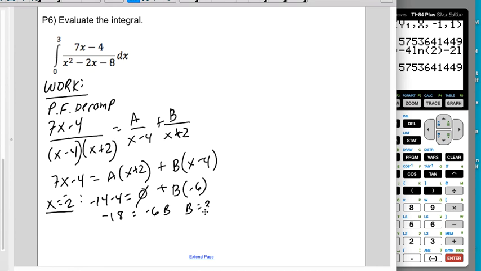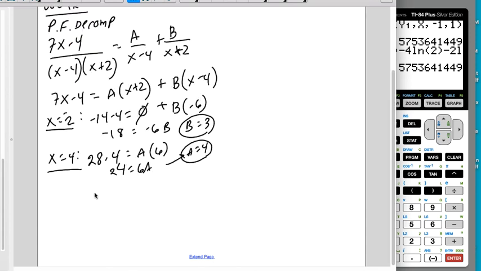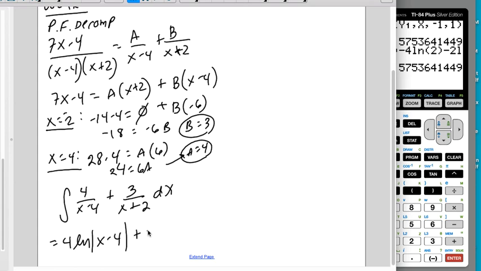I get b is 3, right? For x is 4, I'm going to get a 28 minus 4 equals an a times a 6. So I'm going to get that a is 4. So now I know my a and my b, right? So if we go ahead, I know that this thing is actually 4 over x minus 4 plus 3 over x plus 2 with respect to x, and that's going to integrate to a 4 natural log of the absolute value of x minus 4 plus a 3 natural log of the absolute value of x plus 2. And then, there would be a plus c, but we're going to do this with bounds.